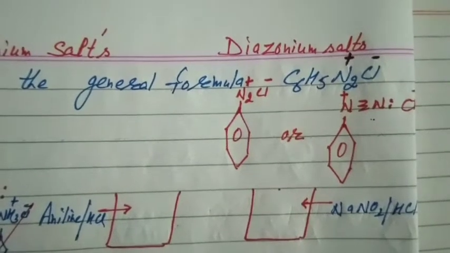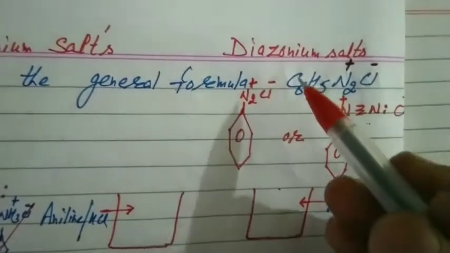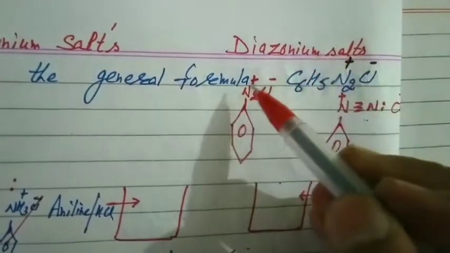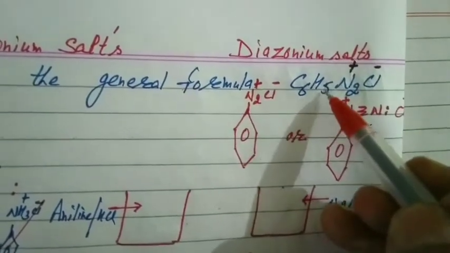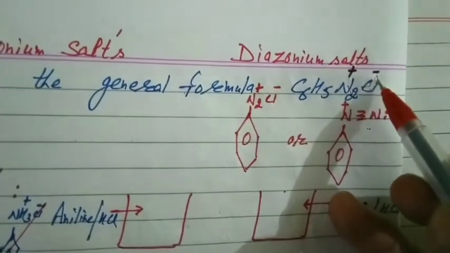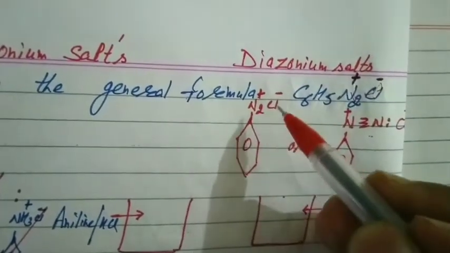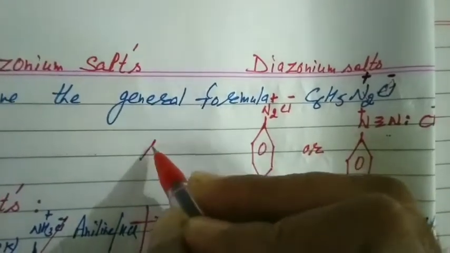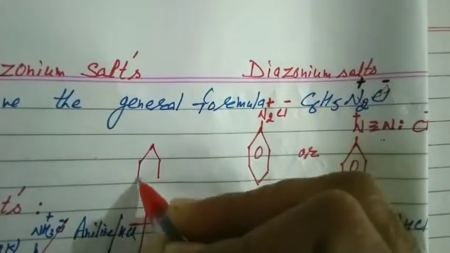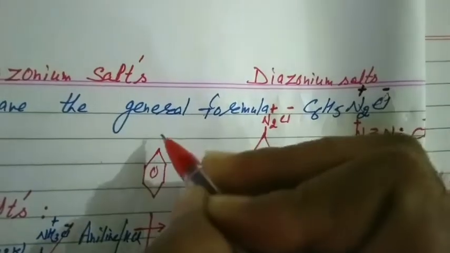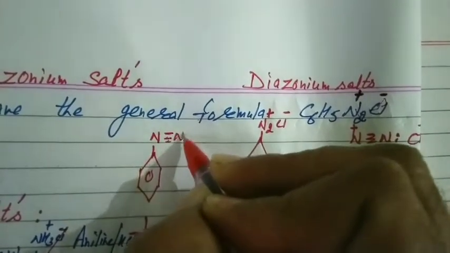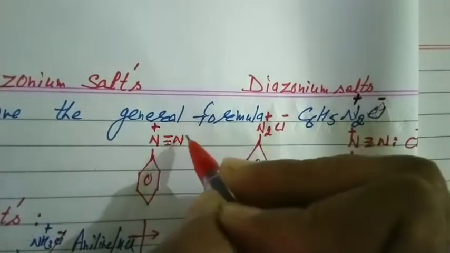Students, today in this session we will discuss the chemistry of diazonium salts. Diazonium salts have the general formula C6H5N2+Cl-, commonly called benzene diazonium chloride. They are written as C6H5, that is the phenyl ring, N2+, Cl-.